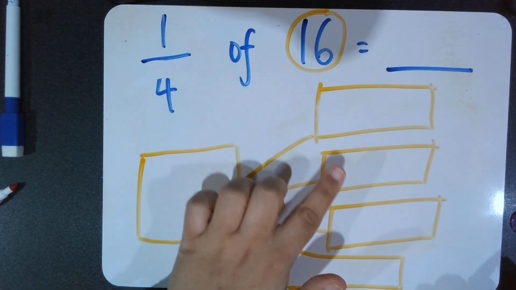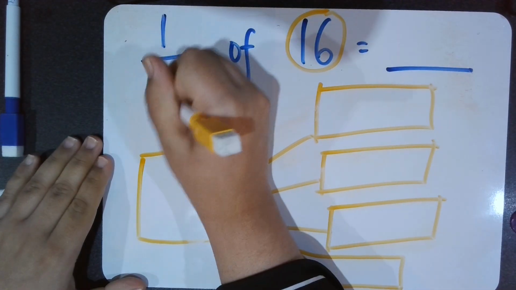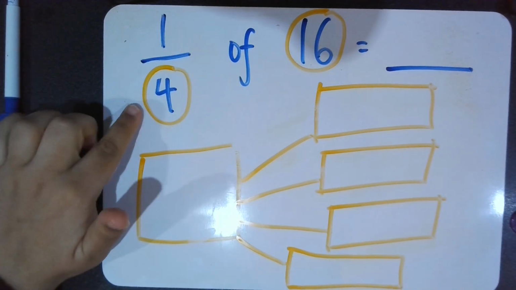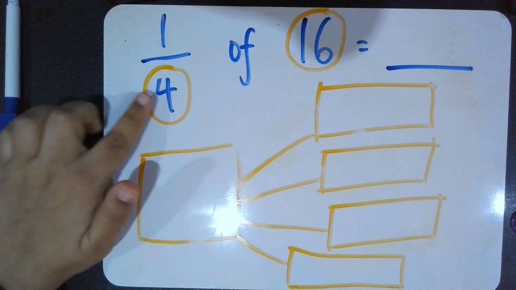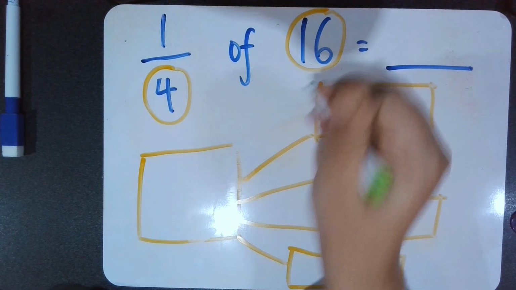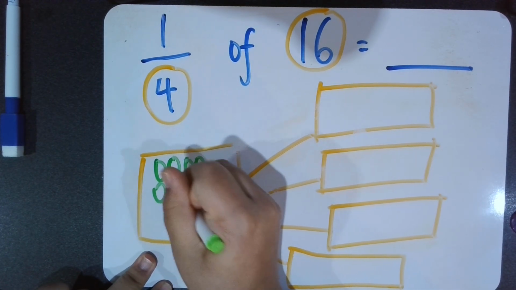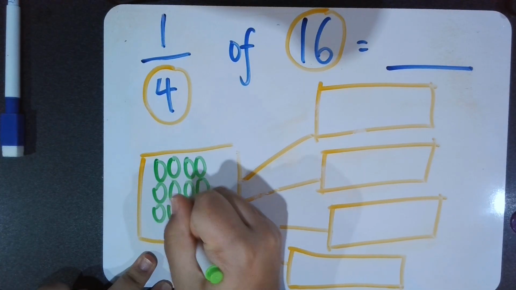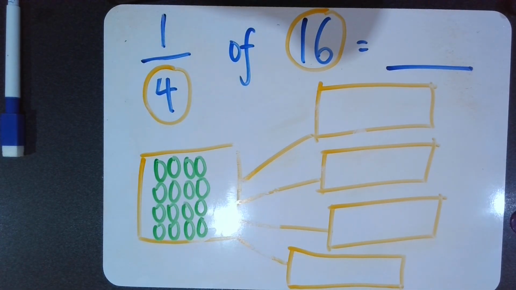Okay, I've got my part whole model, my whole. This time I've drawn 1, 2, 3, 4 parts because the denominator tells me how many parts I've got in total. Great. Next, I'm going to add my whole onto the whole in my part whole model. I'm going to change the colour up. So we've got 16. 1, 2, 3, 4, 5, 6, 7, 8, 9, 10, 11, 12, 13, 14, 15, 16.